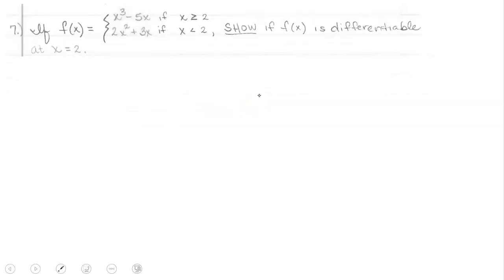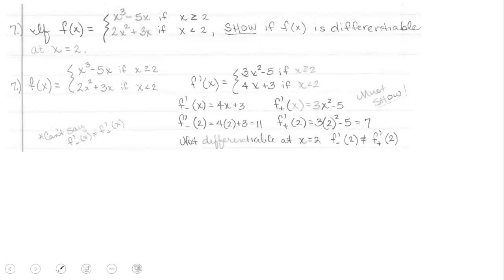All right, then for number 7, it gives us a piecewise defined function, and the clue here is to show that the function is differentiable at x equals 2. To begin with, I'm going to figure out what my derivative is for each of these pieces. When x is greater than or equal to 2, I've got x cubed minus 5x, so the derivative of that would be 3x squared minus 5. And when x is less than 2, my function is 2x squared plus 3x, so the derivative of that would be 4x plus 3. So they ask me, is it differentiable at 2?